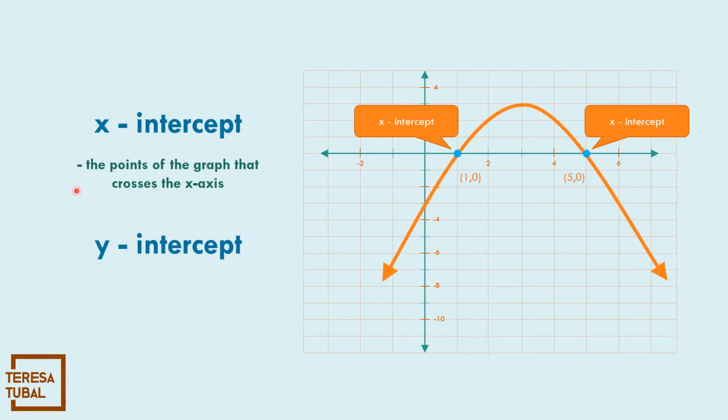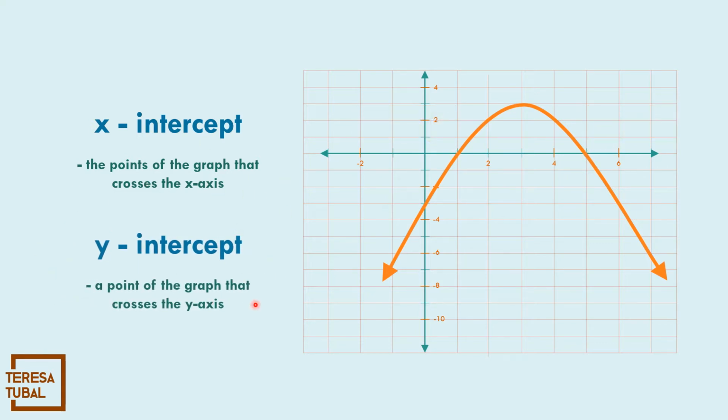How about the y-intercept? Y-intercept, it is a point of the graph that crosses the y-axis. So this is the y-axis, and this is the point on the y-axis. So this is the y-intercept. So the point is (0, -3). So this is the y-intercept.